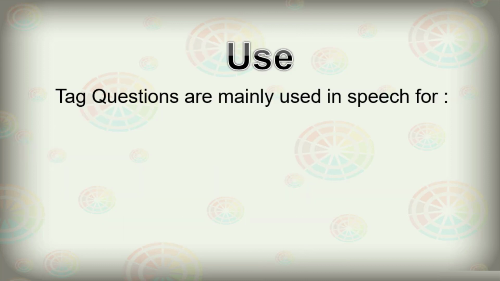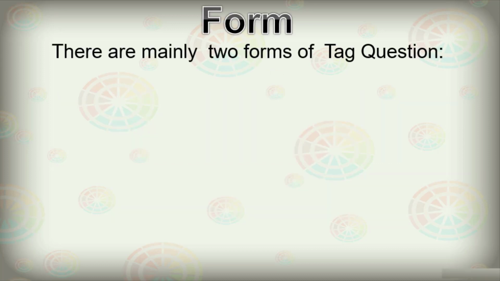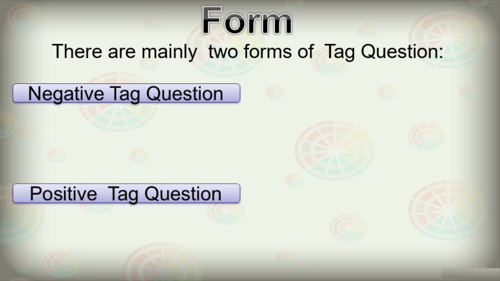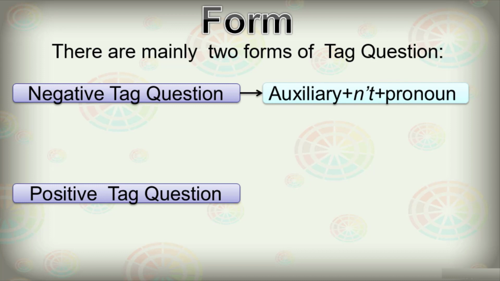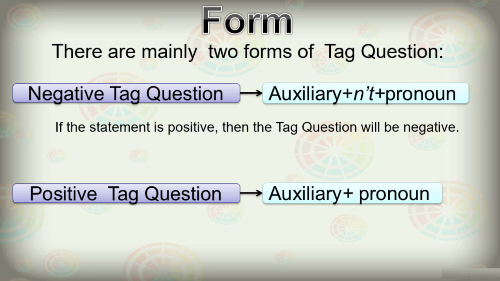How to use tag questions? Tag questions are mainly used for checking whether information is correct or wrong and encouraging a reply from the person we are speaking to. There are mainly two forms of tag question. They are negative tag question and positive tag question. The structure of a negative tag question is auxiliary verb plus not plus pronoun. The structure of a positive tag question is auxiliary verb plus pronoun.